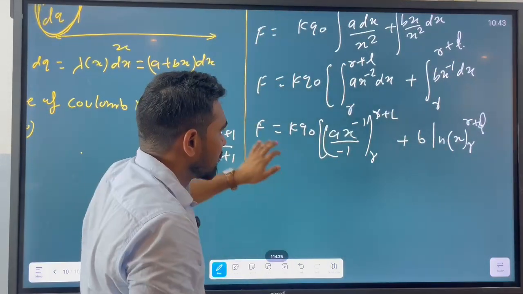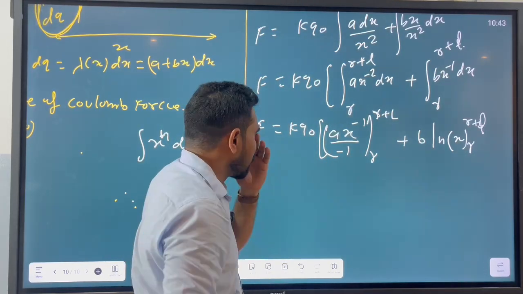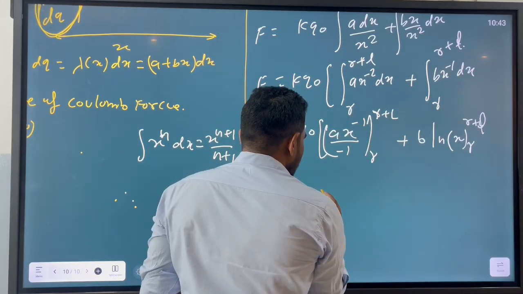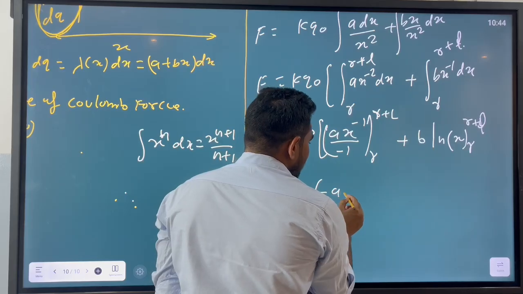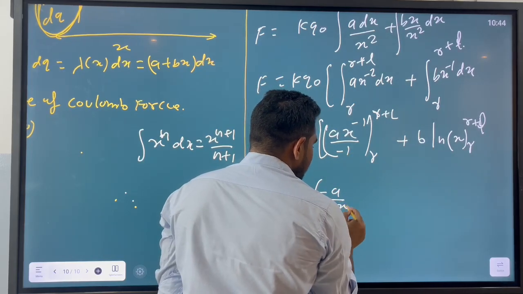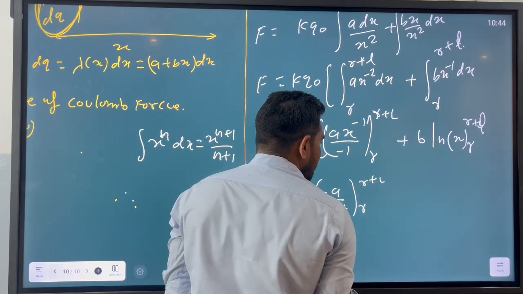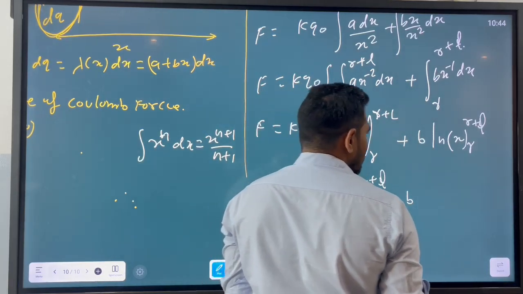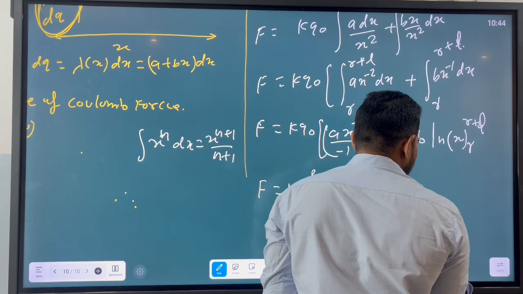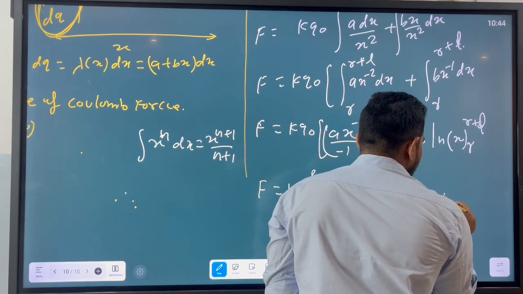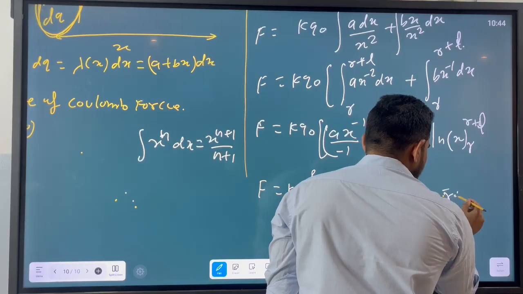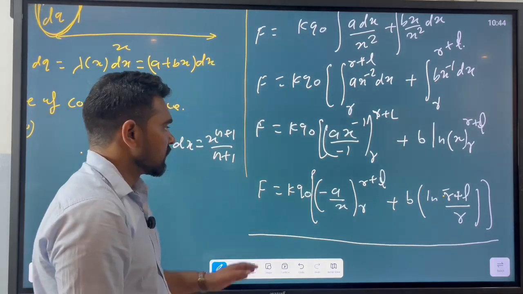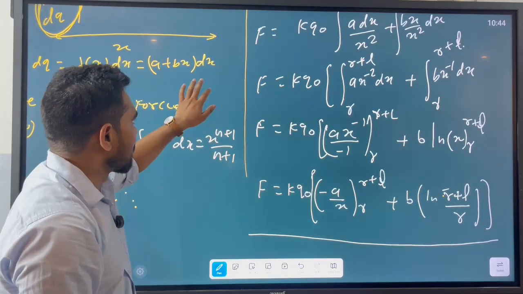Put in the limits very carefully, and we find the Coulomb force F equals k times q naught times the bracket: minus a, using the limits r and r plus L, plus b times ln of (r plus L) divided by r. This is the basic logic of this formula and explanation.